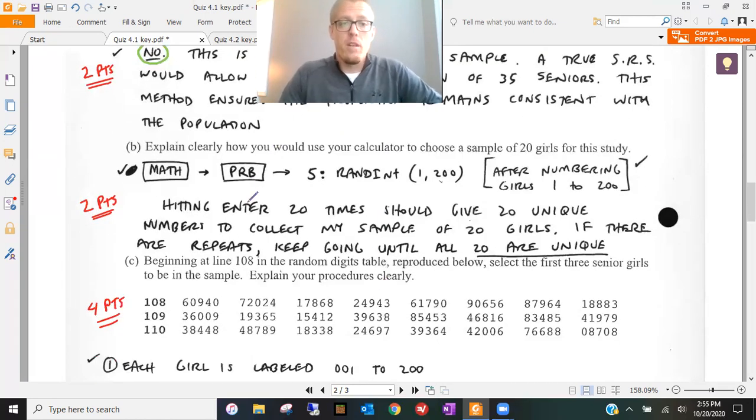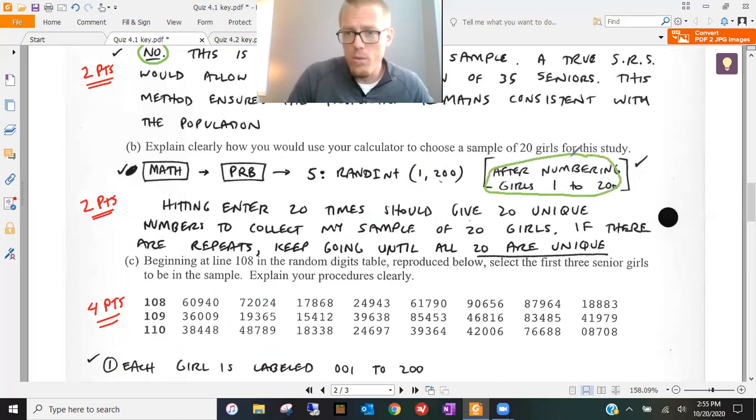Part B, explain clearly how you would use your calculator to choose a sample of 20 girls for this study. So on the calculator, if you've got a TI-84, it's the math button and then the PRB menu. Move over to the PRB menu, that's probability. Number 5 is random integer. I think number 6 or 7 is random integer no repeat. You can use either one, but in this case, 1 to 200 is the parameters you would put in because you have 200 girls, and you do have to specifically mention this.